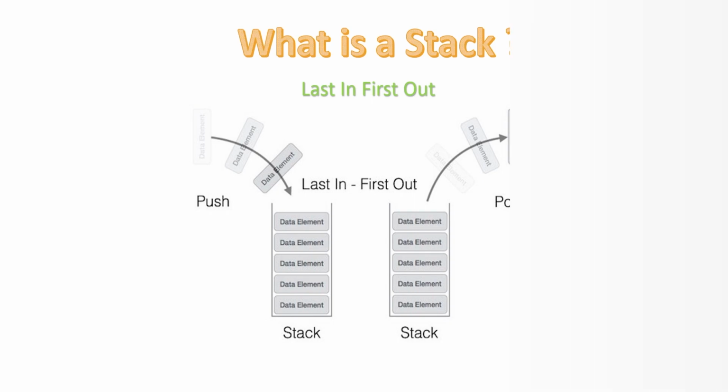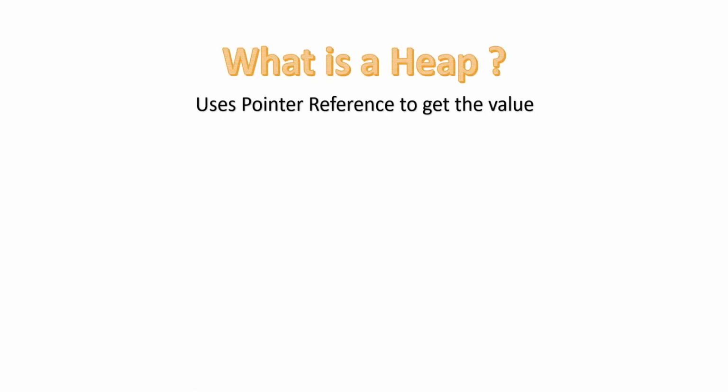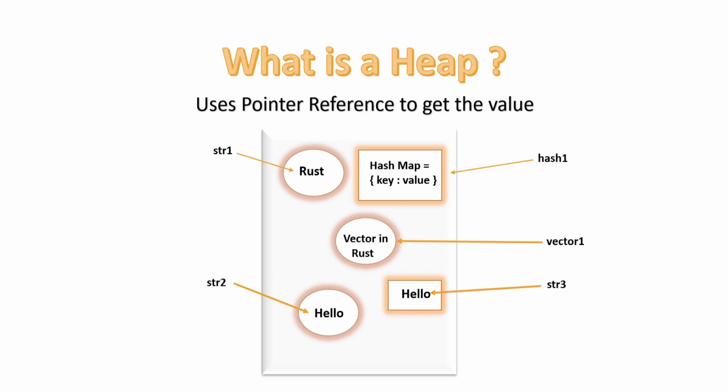Let's move on to what is heap. A heap uses a pointer reference in order to get the values. The heap and stack are the storage memory in which our data resides. Let's look at how the heap is arranged. A heap is a data storage in which our data is going to be stored.